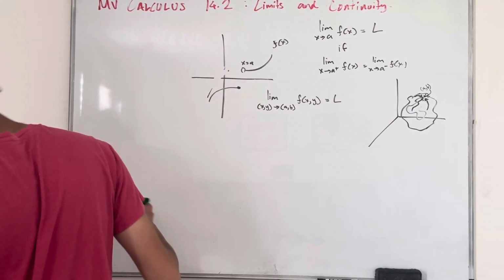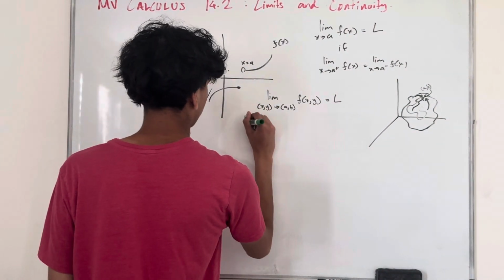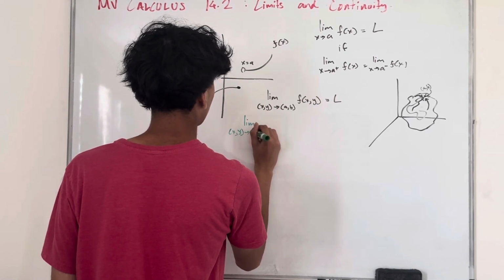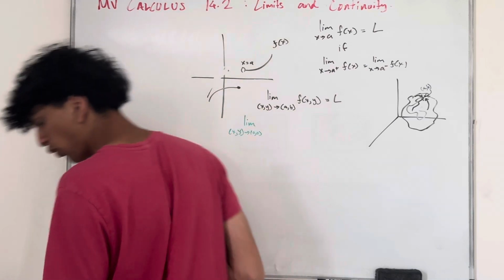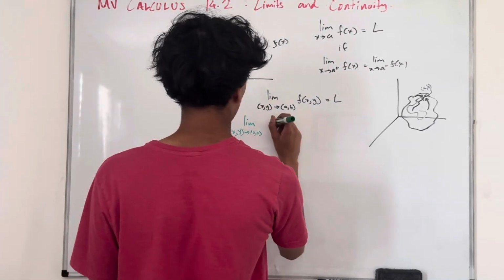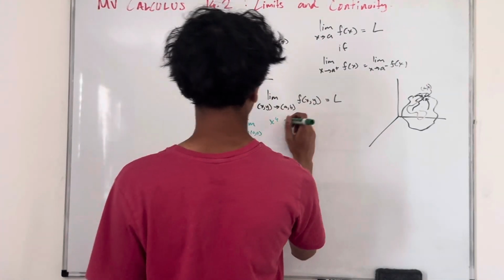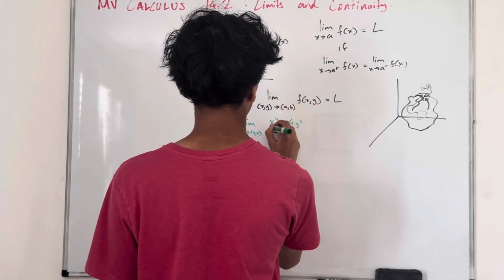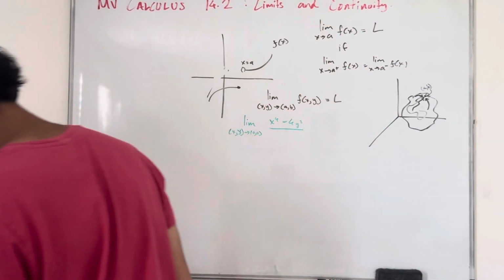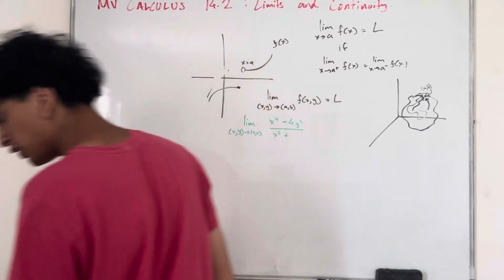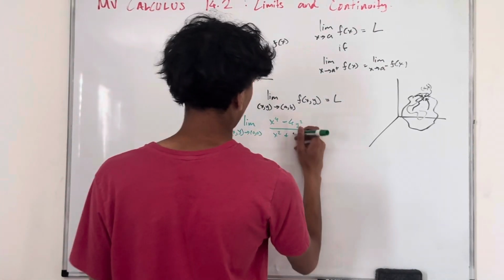Let's take the example, the limit as (x, y) approaches (0, 0) of x to the fourth minus 4y squared over x squared plus 2y squared.